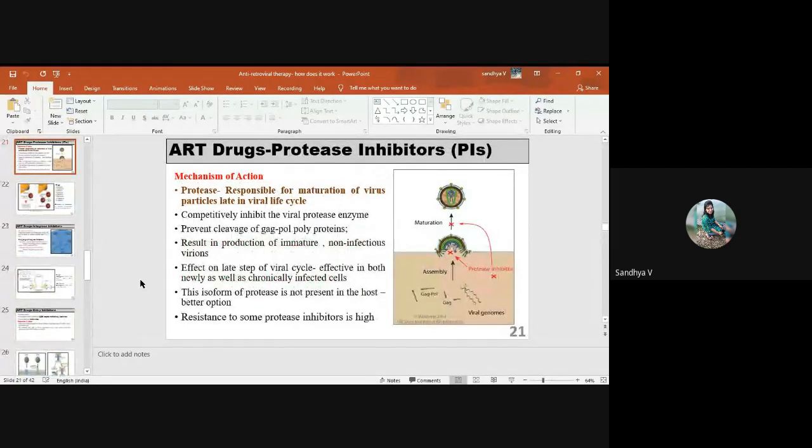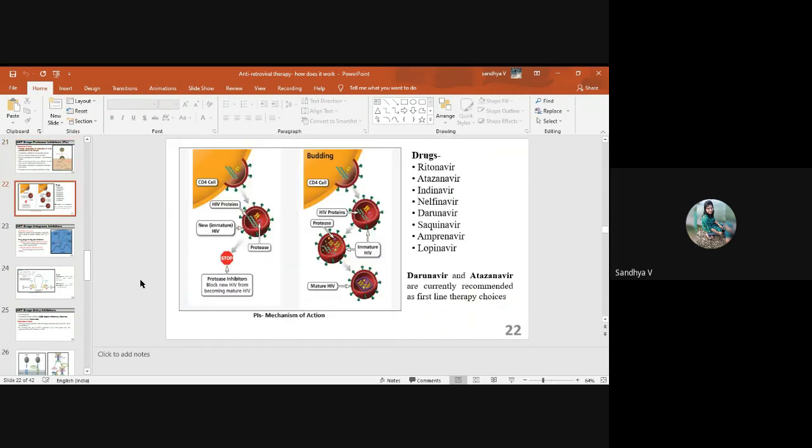So protease inhibitors will target the protease enzyme, so there won't be cleavage of the proteins encoded by the GAG, POL, and envelope. Your virus also loses its maturity and will not be a mature virus. Once it buds off from the cell, it will be an immature virus which can't infect the host cell. And development of resistance to protease inhibitors is high.